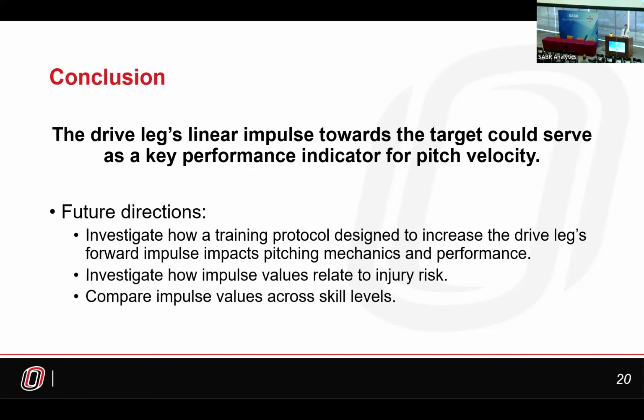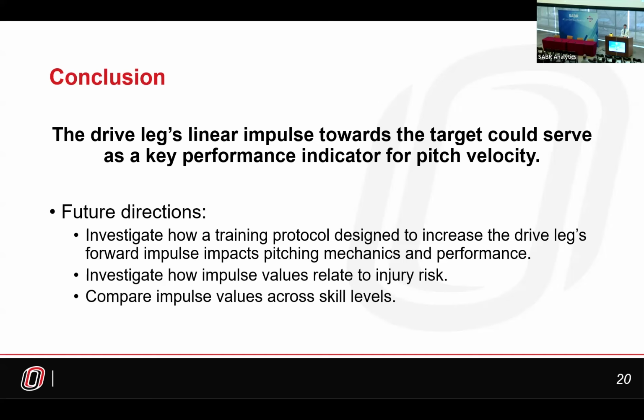So in conclusion, the drive leg's linear impulse towards the target could serve as a key performance indicator for pitch velocity. And future directions could look at investigating how a training protocol designed to increase the drive leg's propulsive impulse impacts pitching mechanics and performance. We don't want to increase this at a cost of messing with someone's mechanics and causing them to pitch worse because of it. And so that's something that could be further studied, as well as investigating how impulse values relate to injury risk. We don't want to improve someone's performance if it comes at a greater cost of injury.